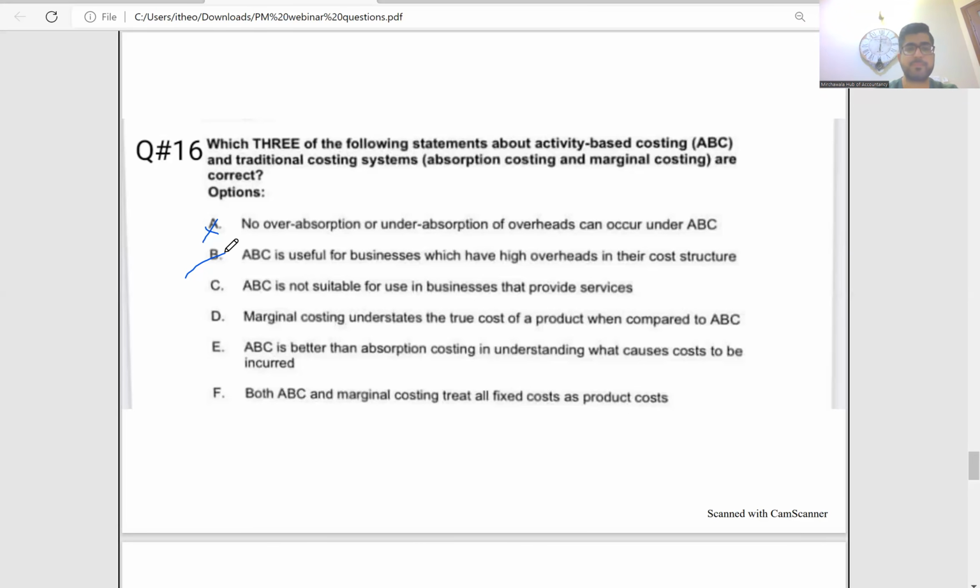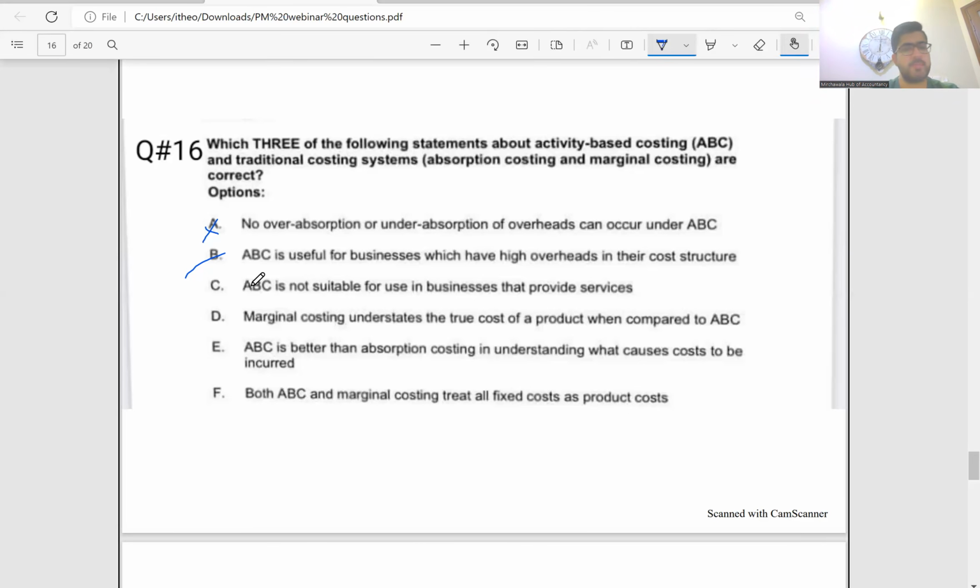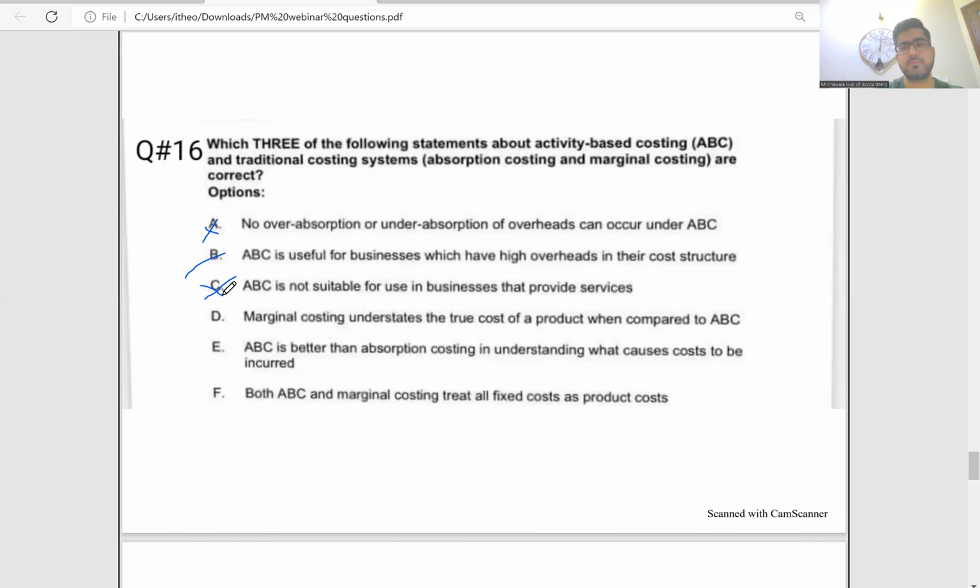That's a reality. Okay. ABC is not suitable for use in businesses that provide services. Wrong. ABC can be used for manufacturing and service. No one taught you this. Even if you have done past paper questions, there is an ABC question regarding a nursing hospital. We have done that MTQ as well. Hospital is a service provider. ABC is for manufacturing and service both. Never taught you like this. Okay. ABC is better than absorption costing in understanding what causes cost to be incurred. True. ABC is better than absorption.